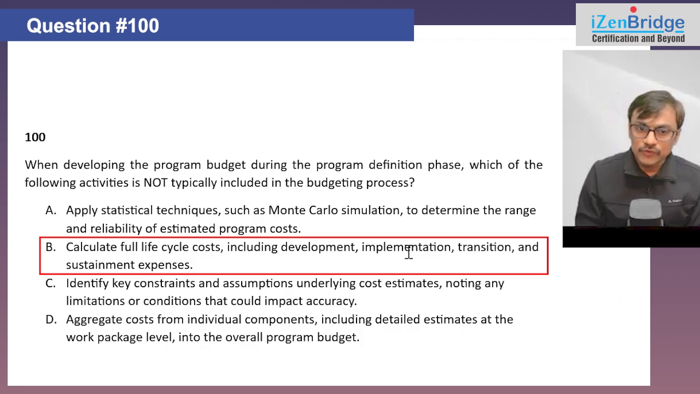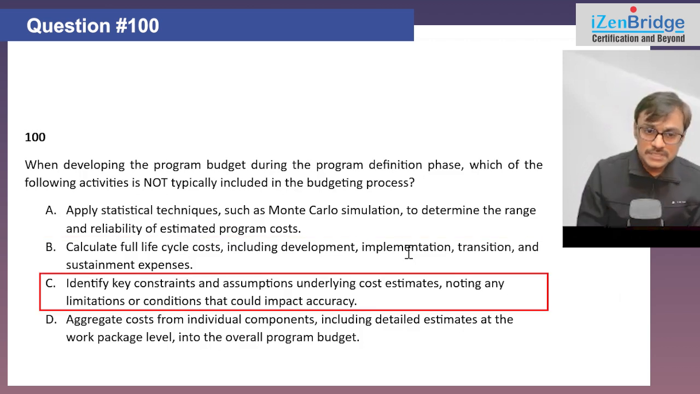Option B, calculate full life cycle cost, including development, implementation, transition, and sustainment expenses. That is expected to be done. As a program manager, you need to consider all these elements when you are estimating the cost. So that's included. Option C, identify key constraints and assumptions underlying cost estimate, noting any limitation or condition that could impact accuracy. So this is also an important activity you do when you are doing cost estimation.